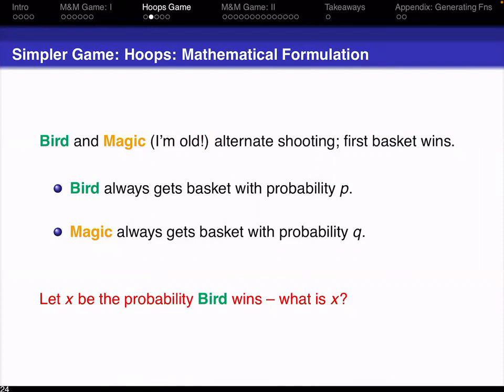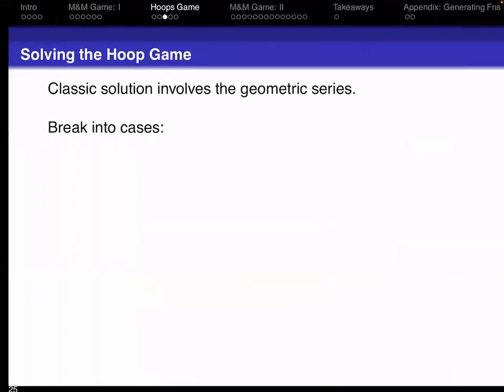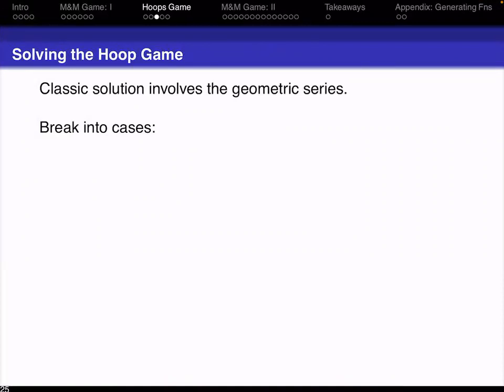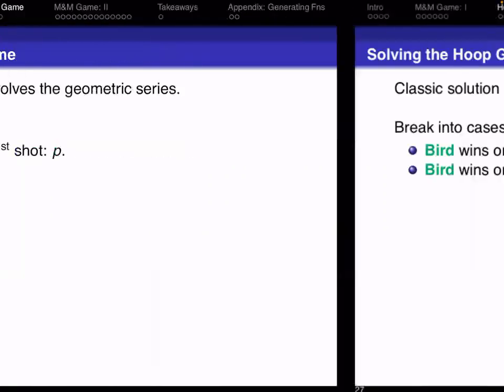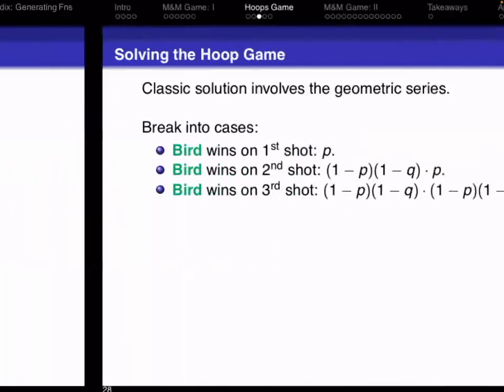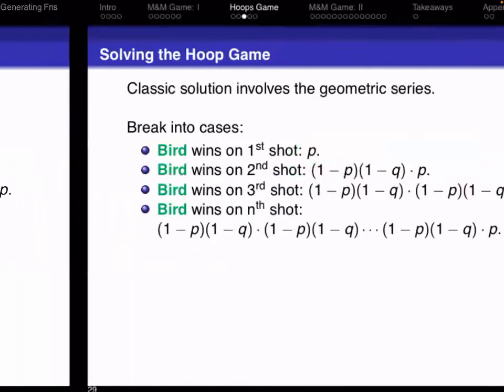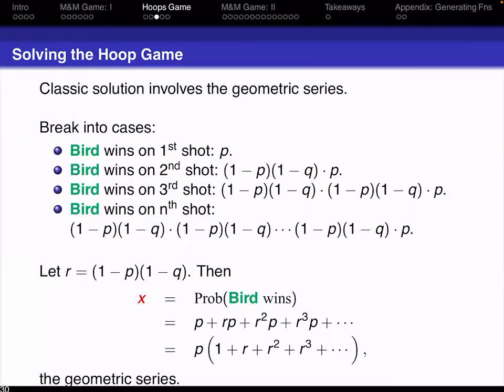X is the probability that Bird wins. The solution typically involves just writing things down as a geometric series. What's the probability Bird wins on a given number of shots? Since we've done this a few times, I'll just quickly write down what it is. Bird wins on the nth shot: he and Magic have n-1 failures, and then Bird succeeds. If we let R be the product of them both missing, then the probability that someone wins, X, is just this nice geometric sum, P(1 + R + R squared, and so on).